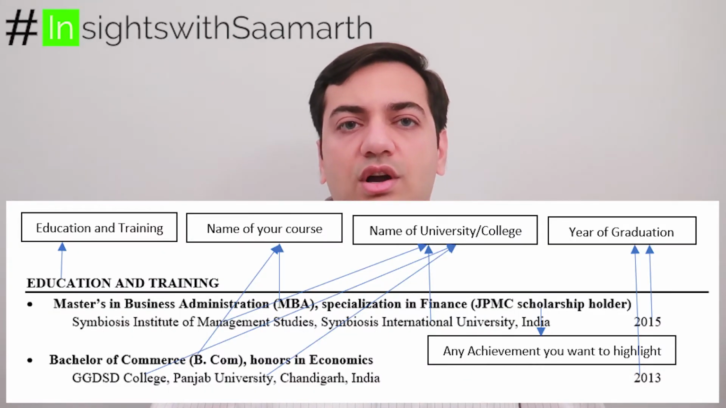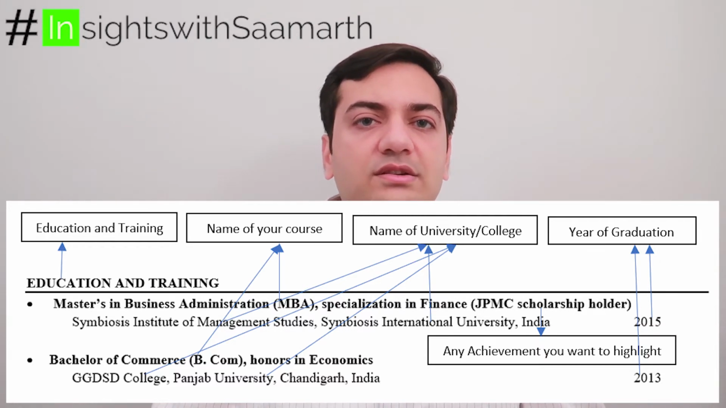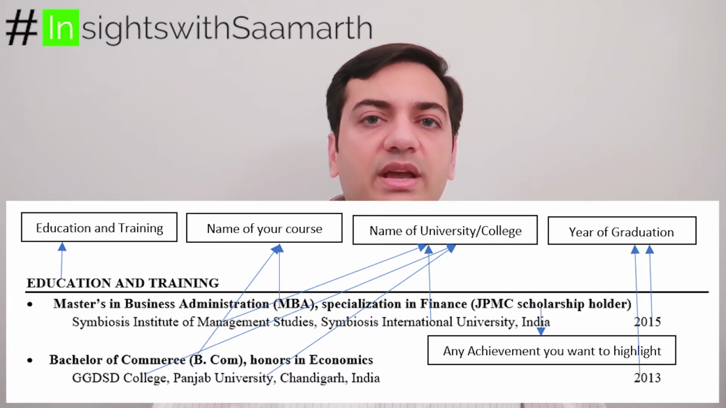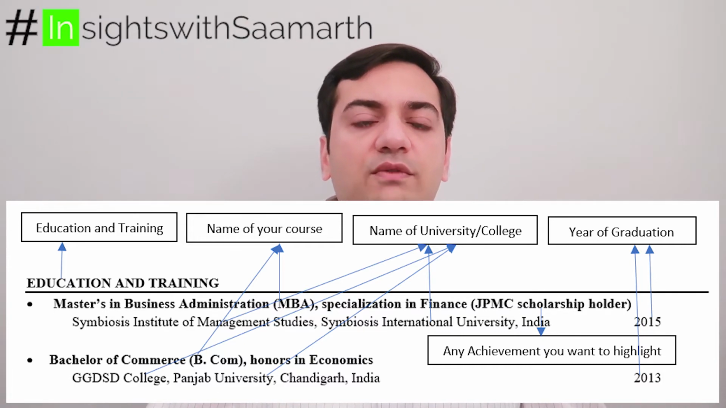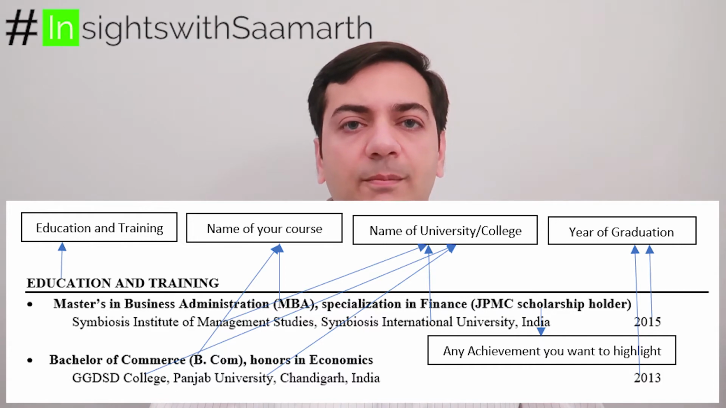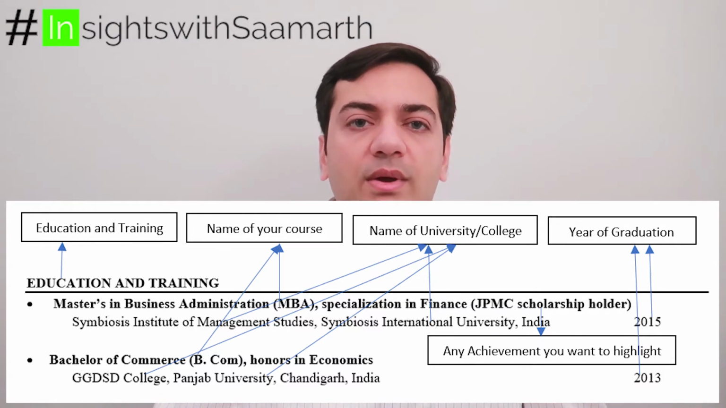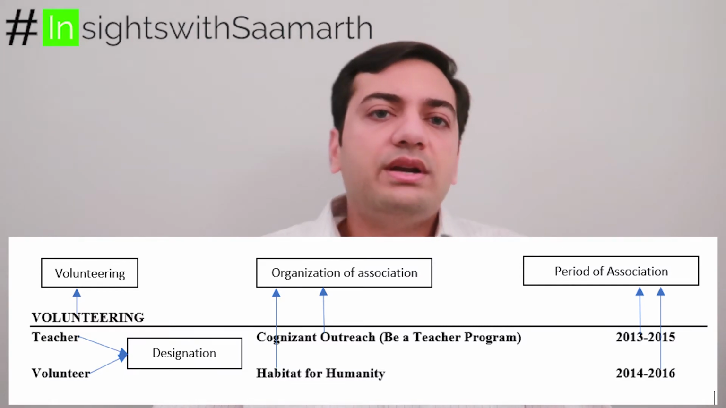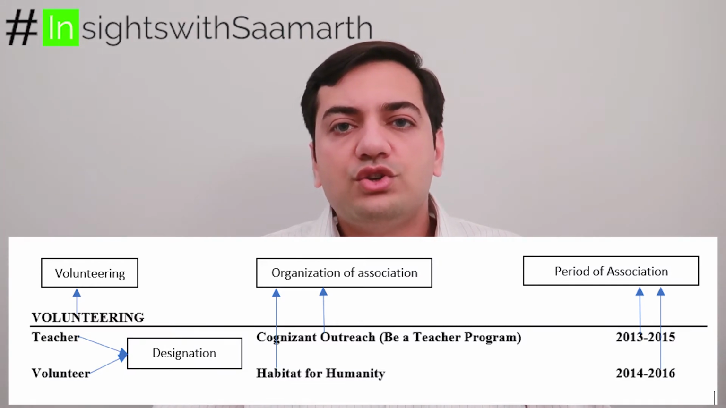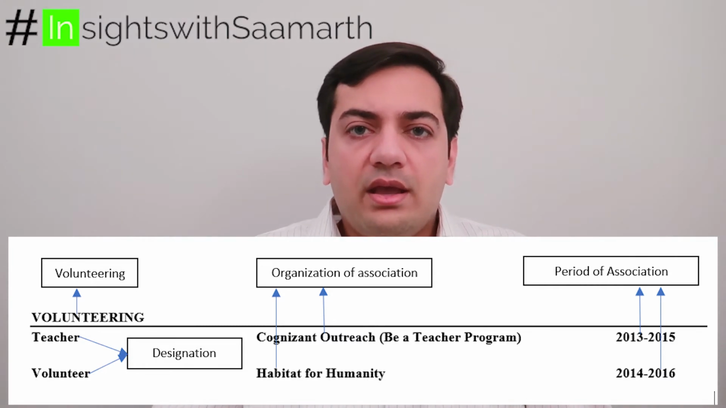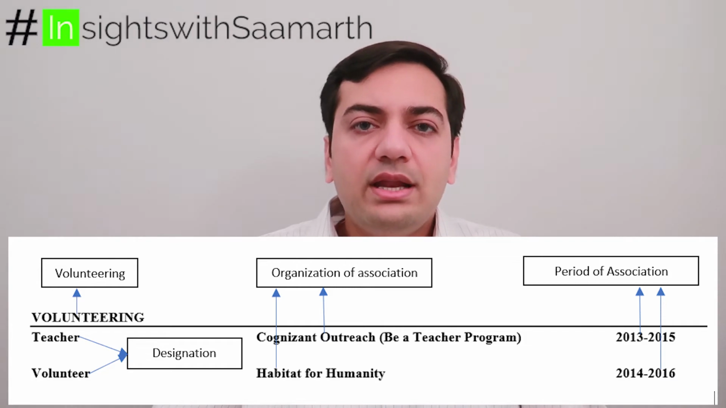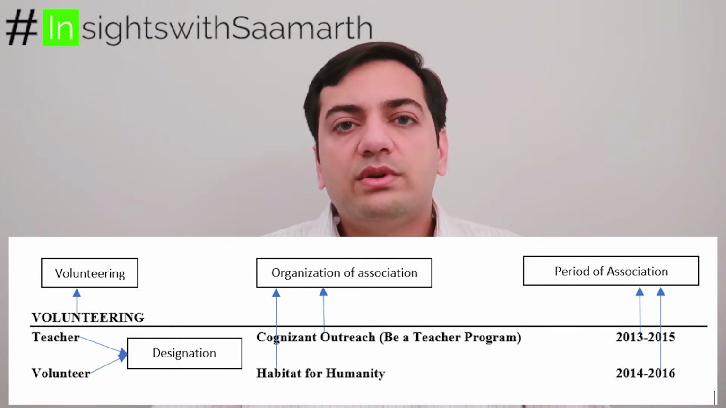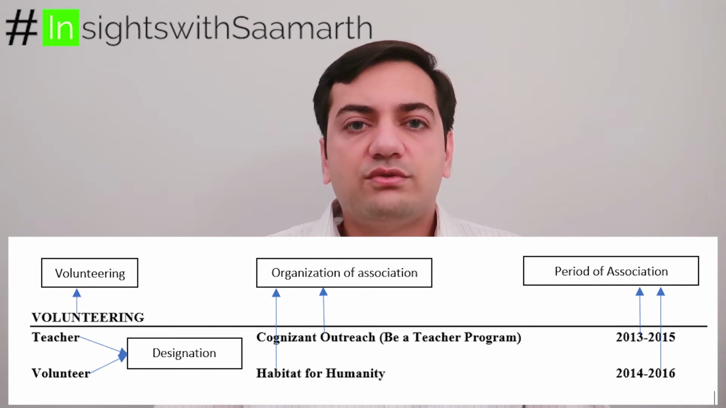The next section is about education and training. This section has to talk about your qualifications, be it your bachelor's or master's, any certification that you may have done, and so on. You need to mention the name of the course, such as BTech or MBA, the university where you did these courses from, and the duration of the education. The next, or the final section, is volunteering. This section must include any volunteering activities that you have done during your previous jobs or during your education. It must also mention what designation you held, the name of the organization that you were associated with, and the duration of your association.